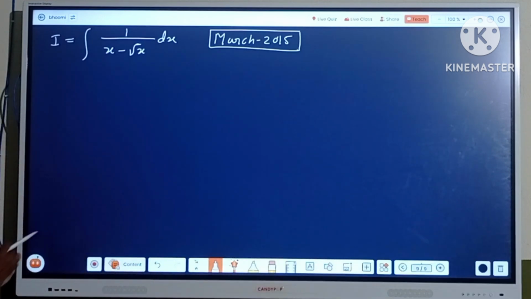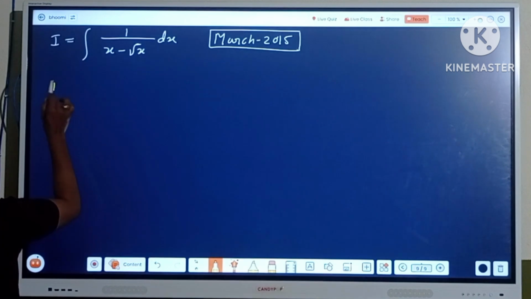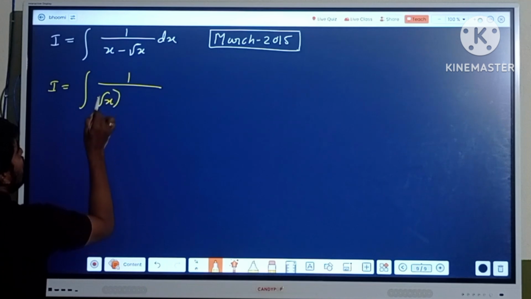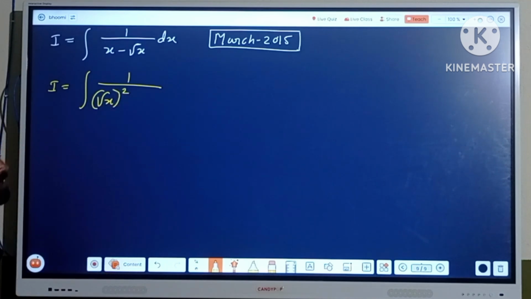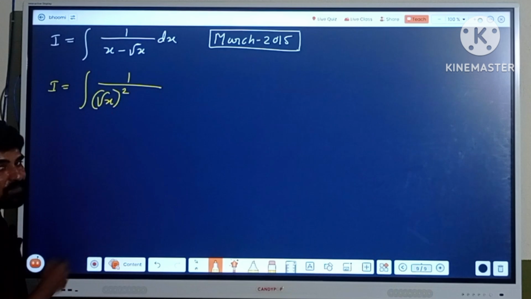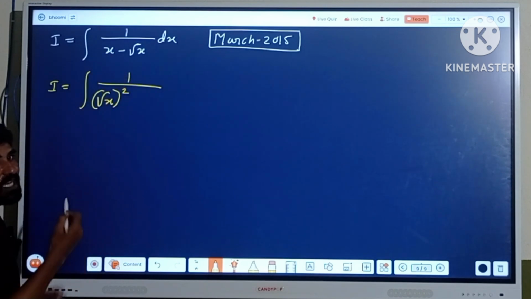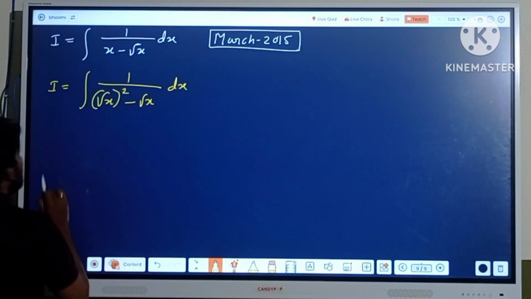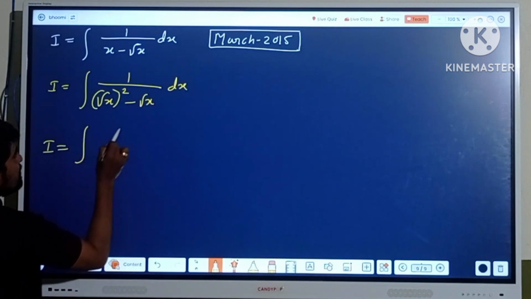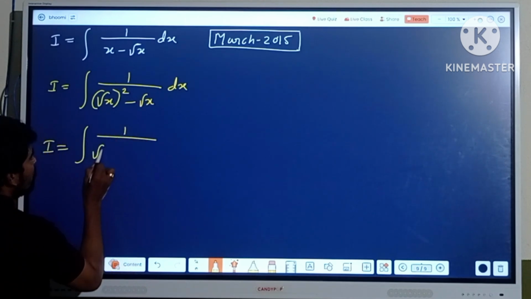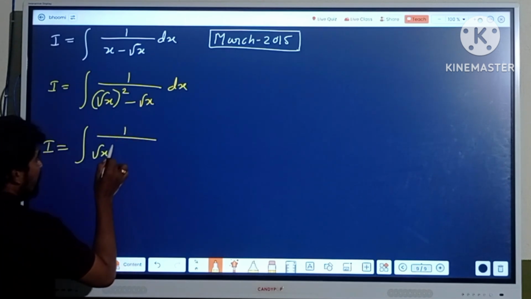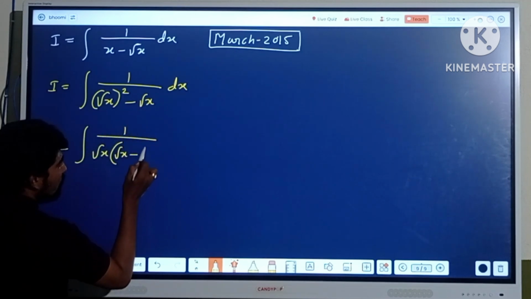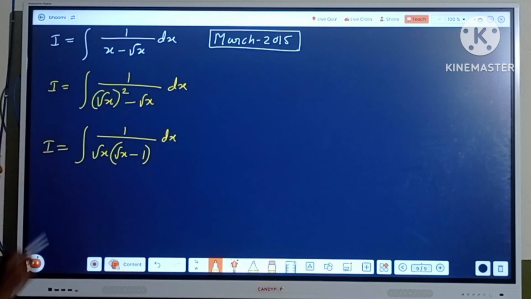First we need to simplify to get the substitution formula. We know that x can be written as root x whole square. Square root and square get cancelled, so there is no difference between these two. So x can be replaced by root x whole square minus root x with respect to x. Now observe here, I is equal to the integration of 1 divided by, in the denominator I can take root x as common. If I take root x as common, what remains is root x minus 1 with respect to x.